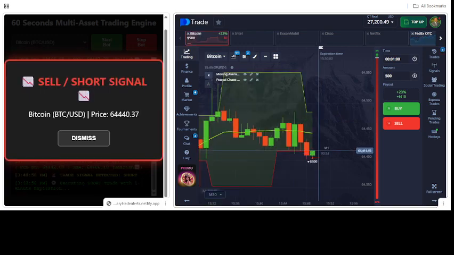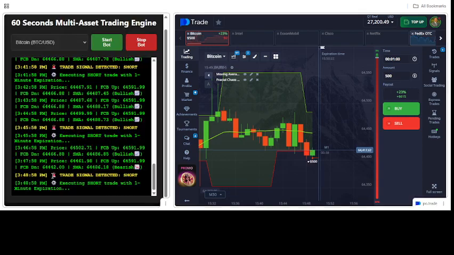Okay, so I just received a sell alert, a short signal here on Bitcoin. So I went ahead and took the trade. I just took a sell trade here. See here the pop-up alert as well as the alert on the screen here. Trade signal detected short. So let's monitor this trade and wait for the expiration.